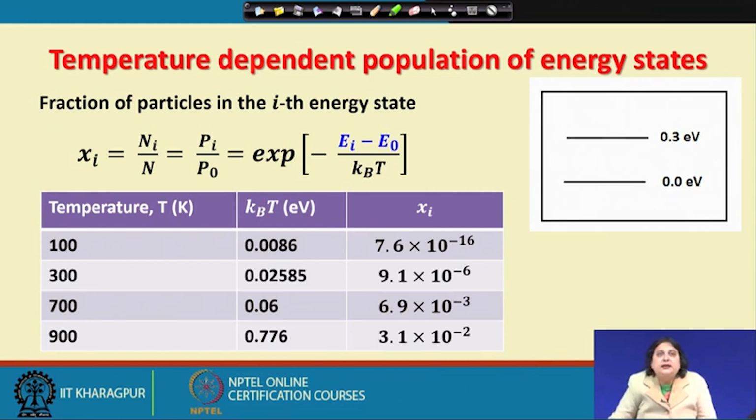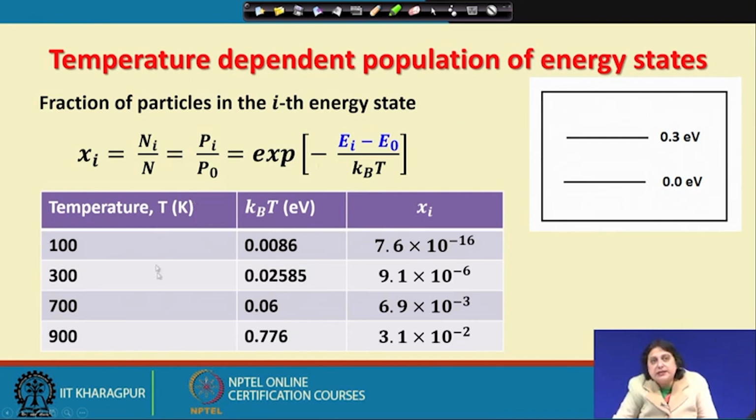As you understand, the fraction of particles in the ith energy state is nothing but N_i by N, where N_i is the number of particles present in the ith energy state in an assembly of a total of capital N particles. And now, I can write this as P_i by P_0. What is P_i? P_i is the probability that the system resides in the ith microscopic state, and P_0 is the probability that the system is present in the microstate having the energy E_0. And we already know that this is related to this exponential function.